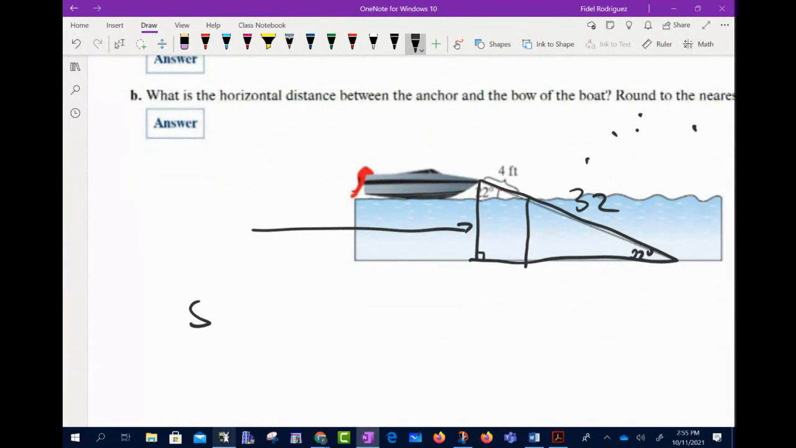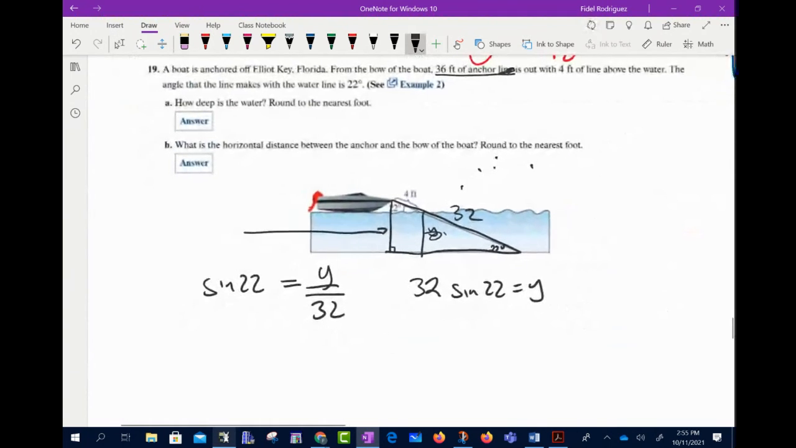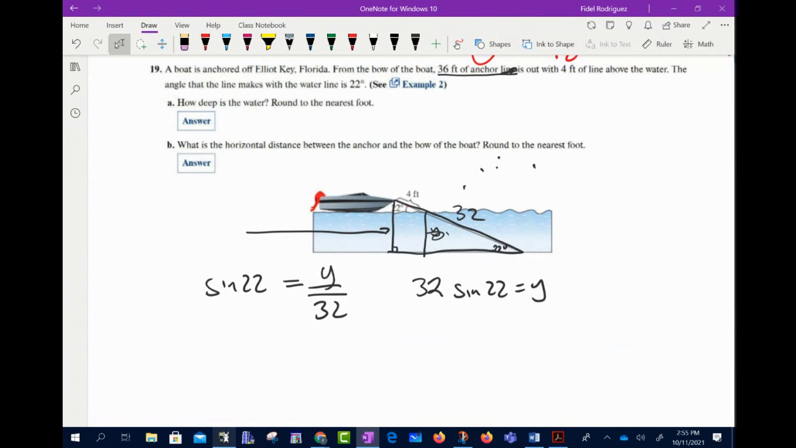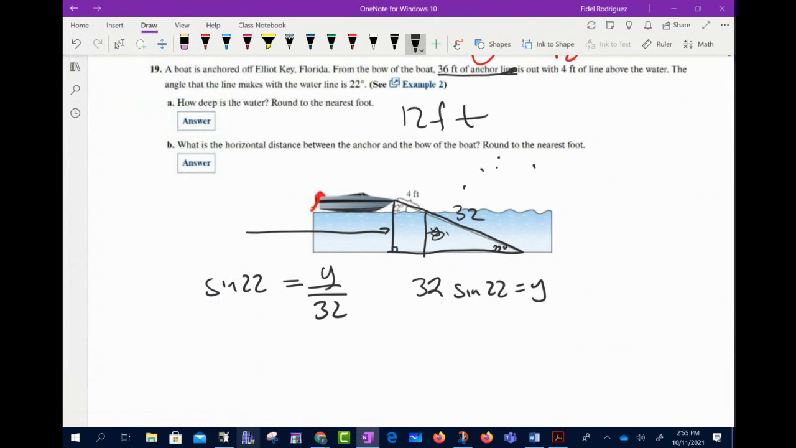Okay, we could say the sine of 22 is equal to, let's call this distance here y. y over what, 32? So then we're going to say 32 sine of 22 is equal to y. Let me grab my calculator right here, and we'll say 32 sine of 22. And if we're going to round to the nearest foot, what would you say? 12. 12 feet. Boom, there we go. So we know the depth of the water is 12 feet.